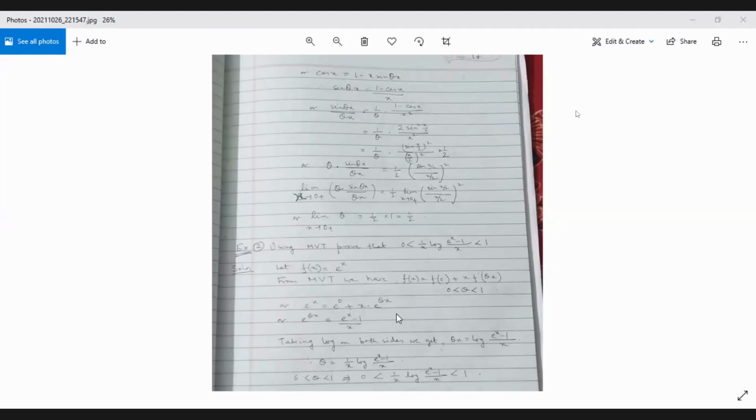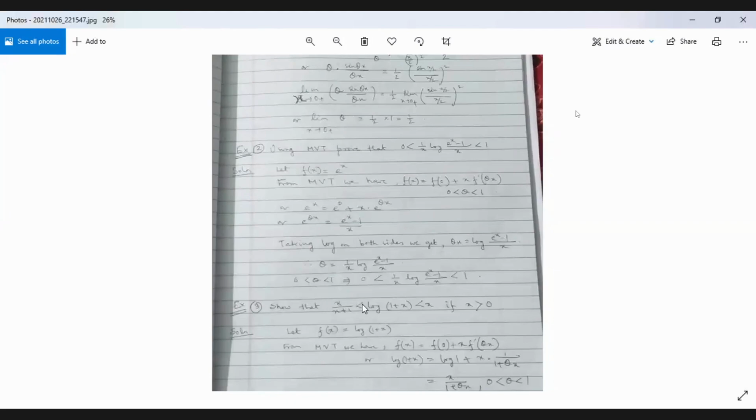Okay. So what I was saying, we have to show that x by x plus 1 is less than log of 1 plus x, which is less than x, if x is greater than 0. That we have to prove. Let us consider log of 1 plus x as f(x). So we know that f(x) is equal to f(0) plus x f dash(theta x), where 0 is less than theta less than 1.